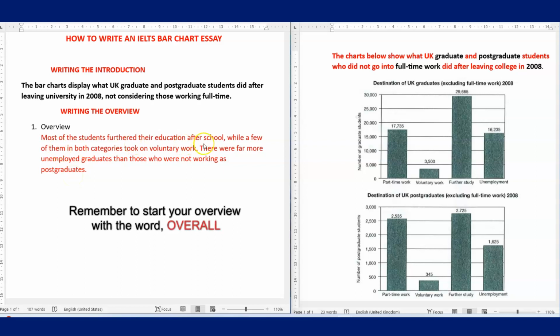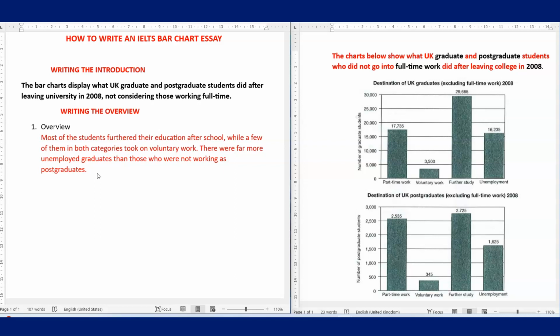As you can see here, we have been able to cover the graduates and the postgraduates. Okay, we've compared both of them. So that's all you need to do with the overview. And after that, we'll go into the main body paragraph. At that stage, you're going to go into details on each of those key features that we brought up.